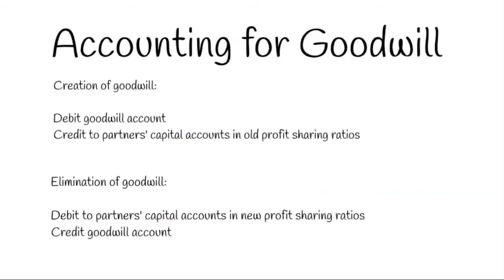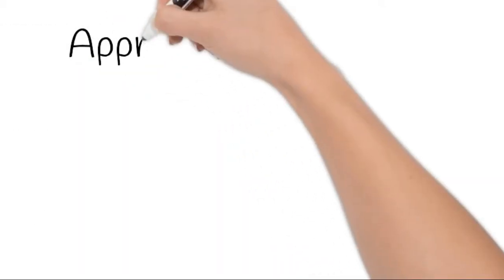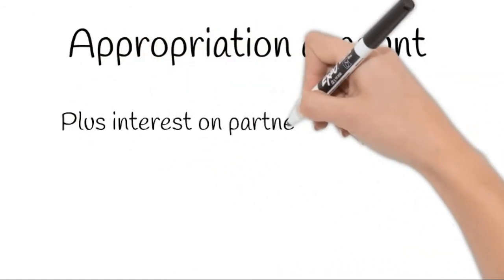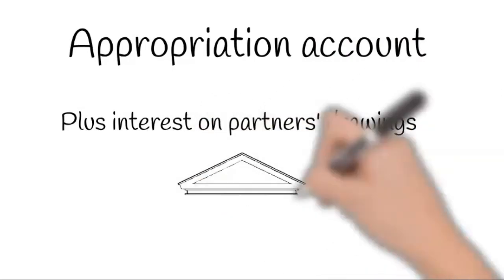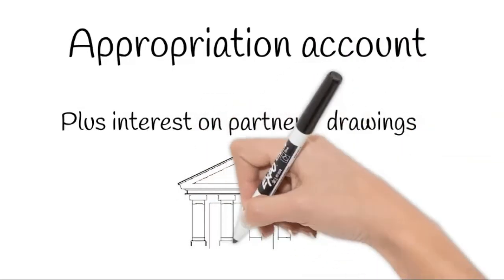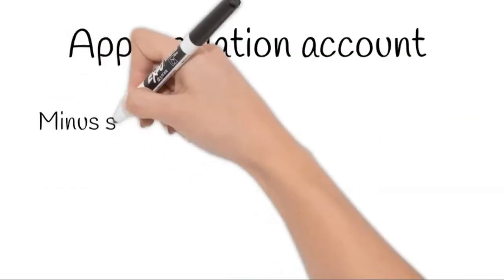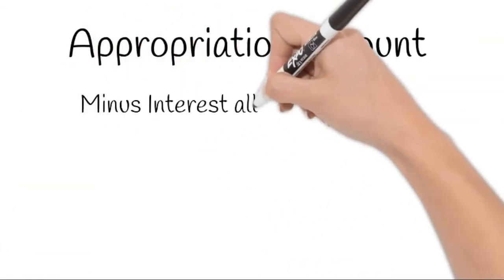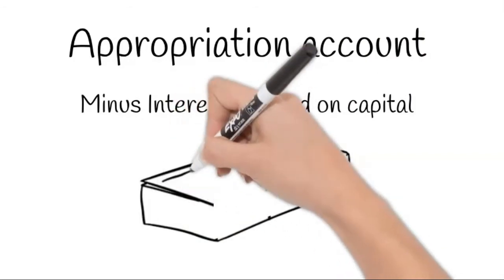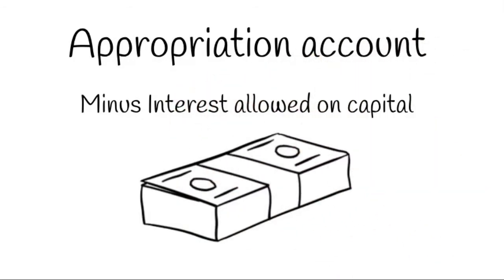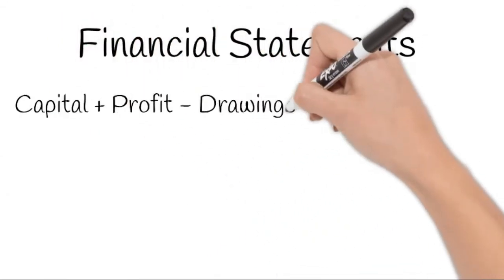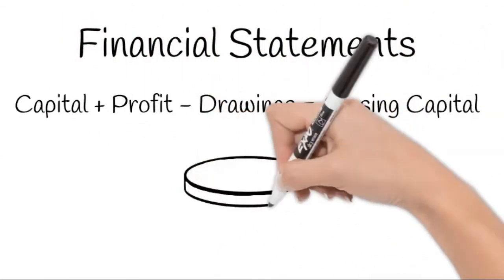Let's take a closer look at an appropriation account. So in simple terms, an appropriation account is just a calculation of what each partner is to be paid at the end of an accounting period. The way that this is calculated is by taking the profit or loss at the period end, adding interest charges on partners' drawings, deducting any salary or commissions, deducting any interest on capital, and this will then equal the profit or loss to be shared between the individual partners. Remember, in the financial statements, capital plus profit less drawings equals closing capital.